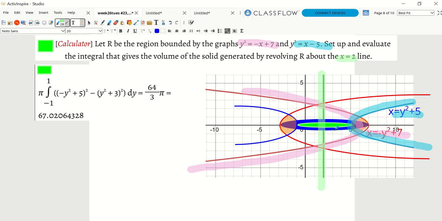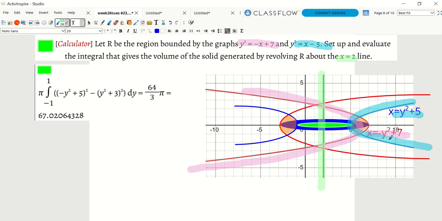Okay, so we're going to be basically stacking disks vertically, which means we're going to do it with respect to y, which means we need it in terms of y, which means we need to isolate for x. So when you isolate pink and blue for x, you end up getting this right here.